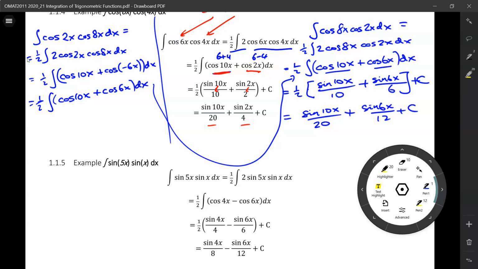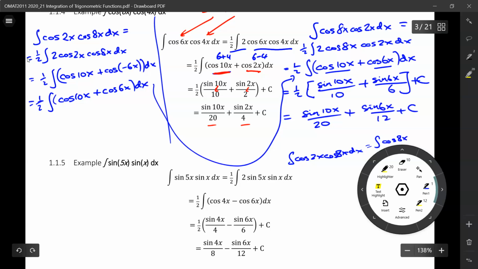So what this shows you is that it doesn't work for all of them, but if it's a product of cosines, the integral of cosine 8x cosine 2x dx gives the same answer we had before, which is sine of 10x over 20 plus the sine of 6x over 12. Just taking what I had over here, basically.